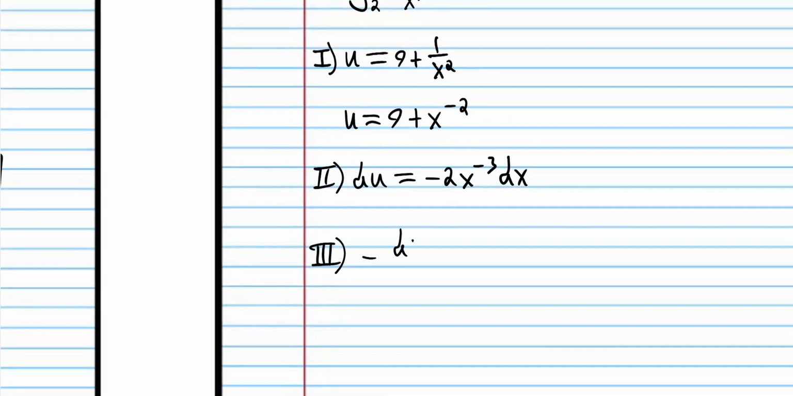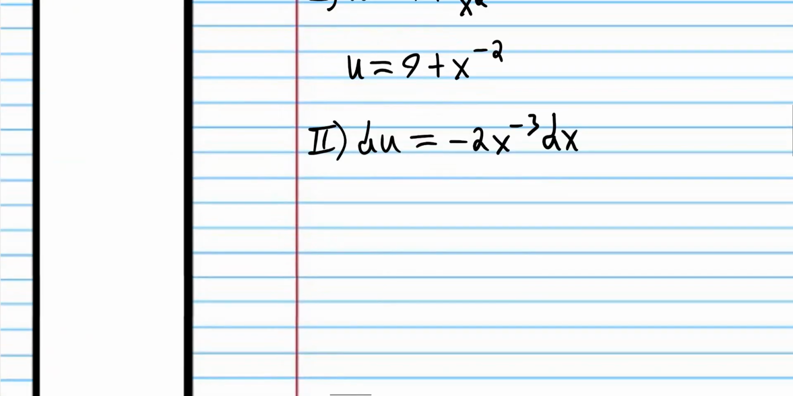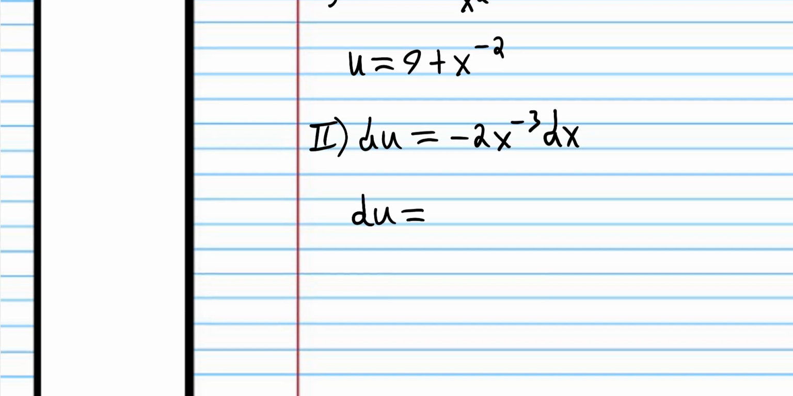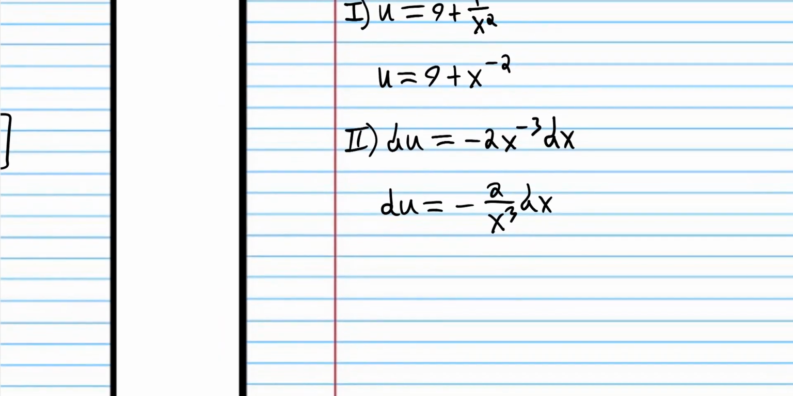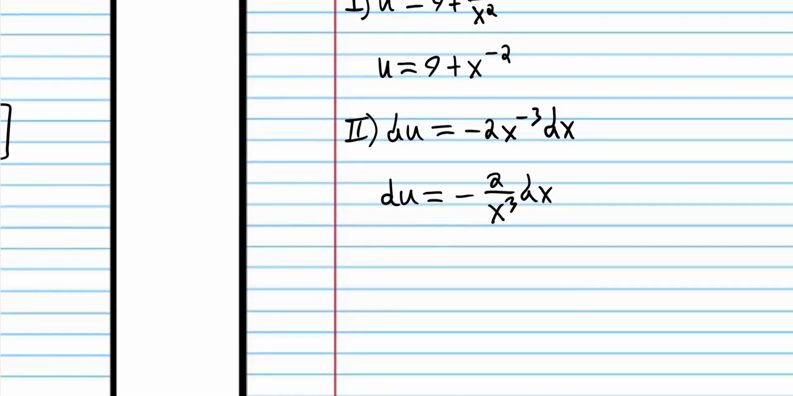So now we have negative du over 2, and you know what, before we even do that, I'm sorry, it's going to be a lot easier to understand what's happening here if we change the form of this to negative 2 over x cubed. So now we're going to multiply both sides by x cubed, and we get du x cubed, and we're going to divide both sides by 2. And we solved for our differential.